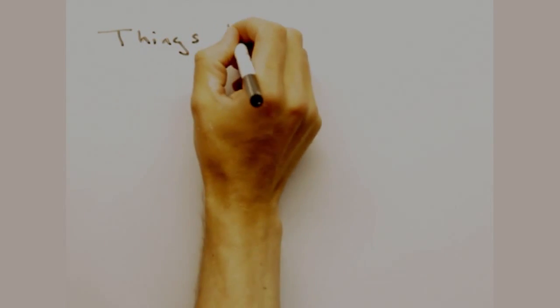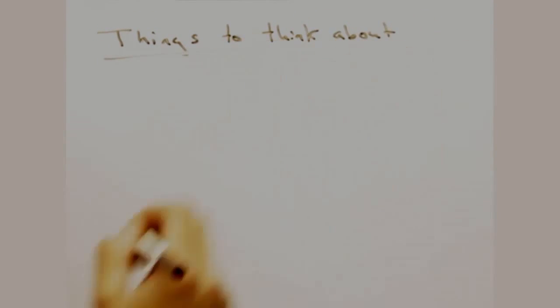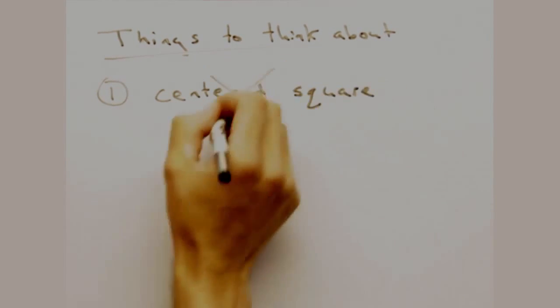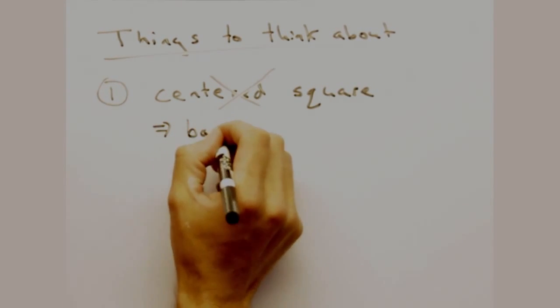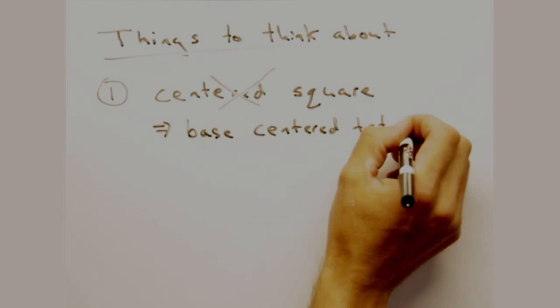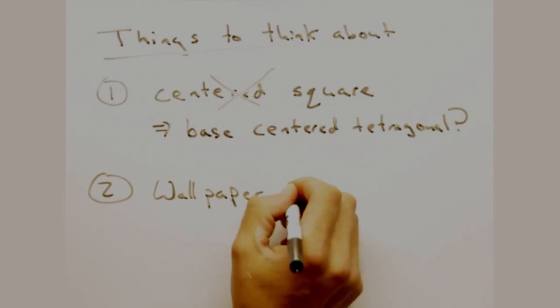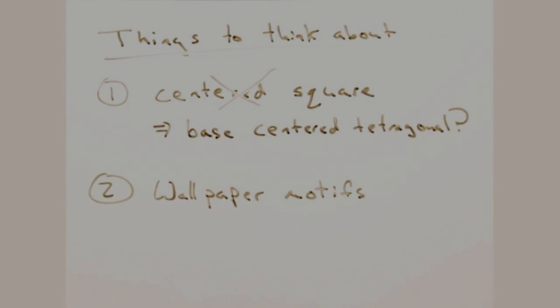In closing, here are a few things to think about on your own. Earlier I talked about how it doesn't make sense to talk about a centered square lattice. Why wouldn't it make sense to have a base-centered tetragonal cell? To give you some further practice, here's a set of wallpaper motifs. Can you find lattice points and vectors for each of these?